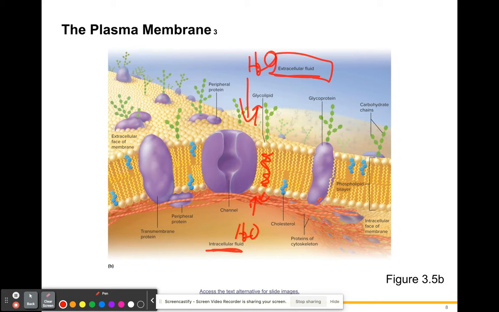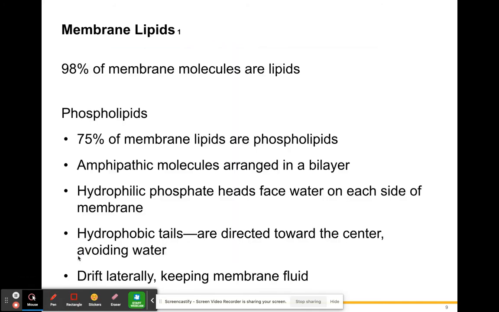If you ever had oil and vinegar dressing, you can see what happens when oil and vinegar are in contact with each other. They repel each other. So we don't want that in our cells. We don't want our cells repelling the water around us. We want it to be able to sit in that water.